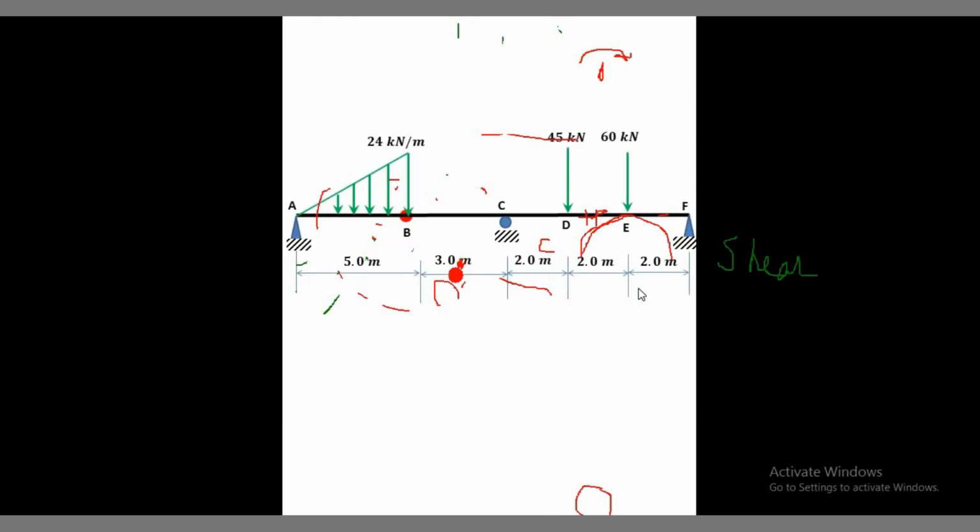Let's have another example. So, for this beam, mayroon tayong internal hinge at point B. Internal hinge, yung nakikita ninyo na ito. Internal hinge na ito eh.